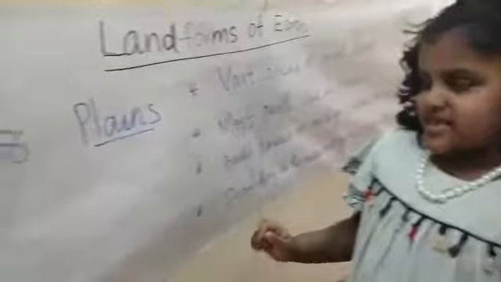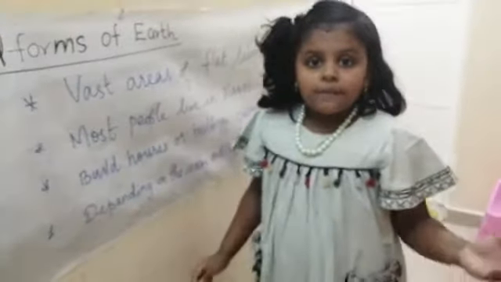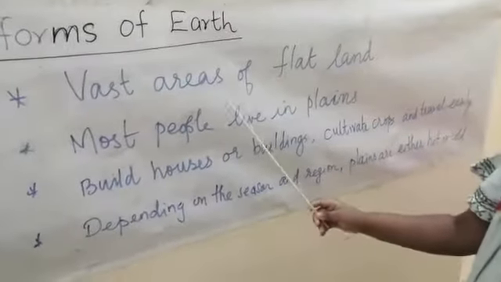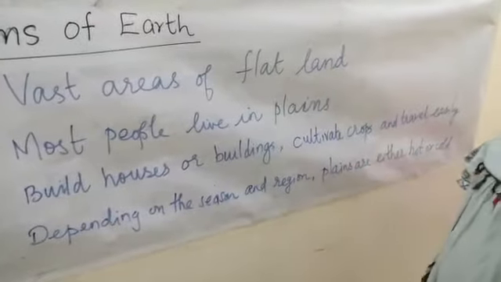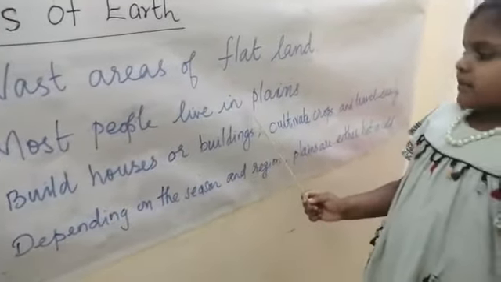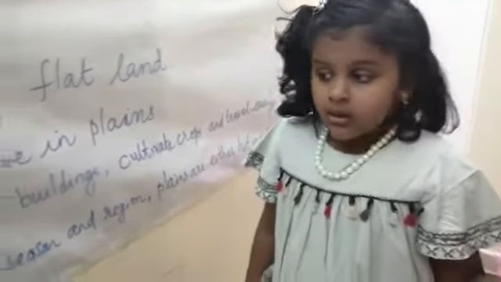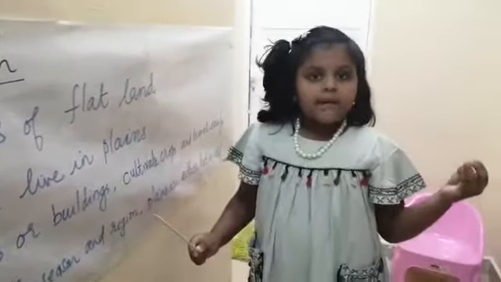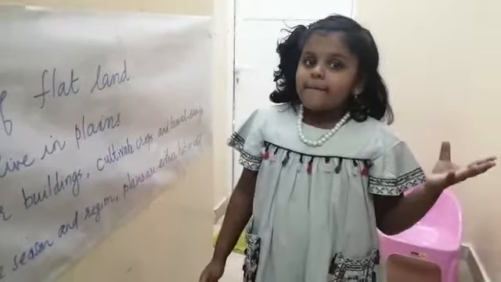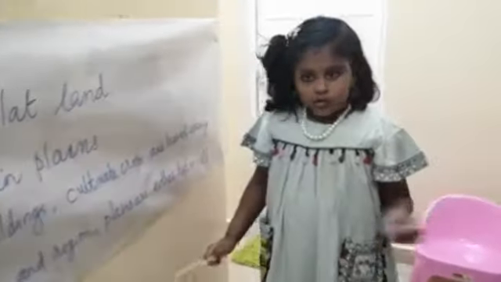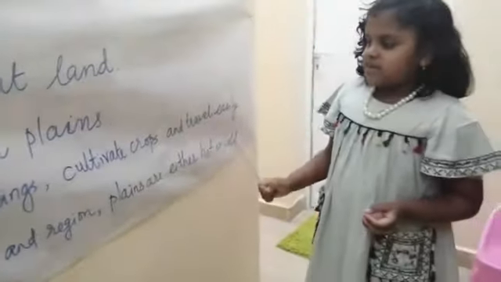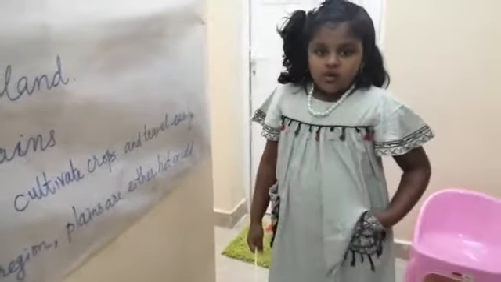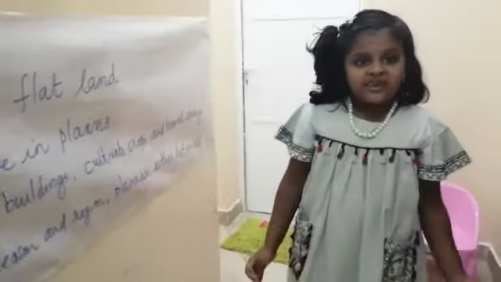The next landform is the plains. Do you know what are plains? Plains are vast areas of flat lands. Most people live in plains. Do you know why? Because we can build houses or other buildings, and also we can cultivate crops and travel easily on the flat lands. So this is why many people live in plains.